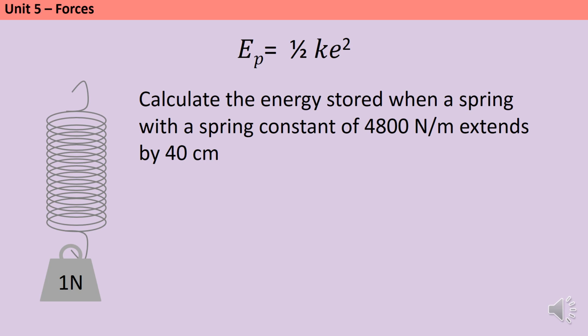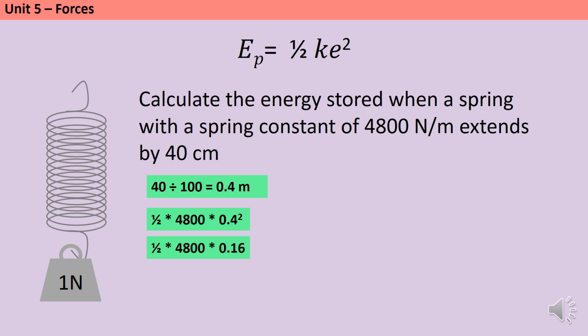So again, we've been given an extension in centimetres and we need to start by converting to metres. 40 divided by 100 is 0.4 metres. Now we can substitute in half multiplied by 4,800 multiplied by 0.4 squared. Tackle the squared term first, then multiply out, and your answer is 384 joules.